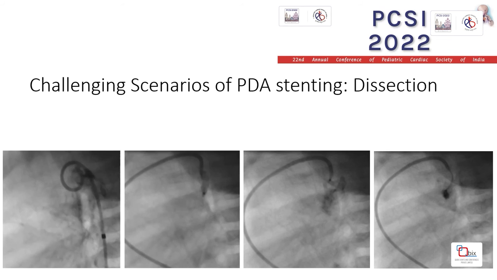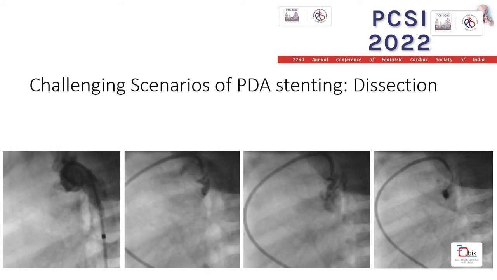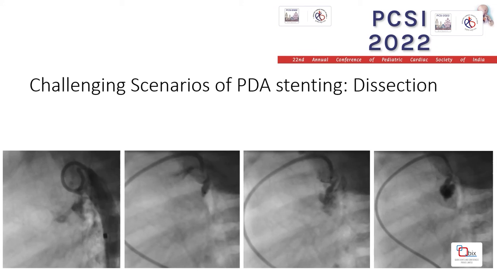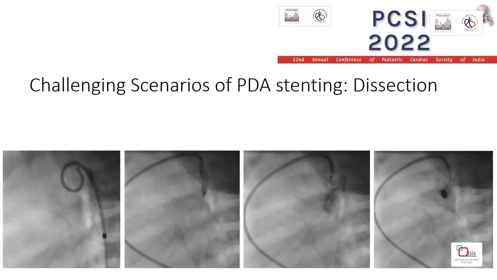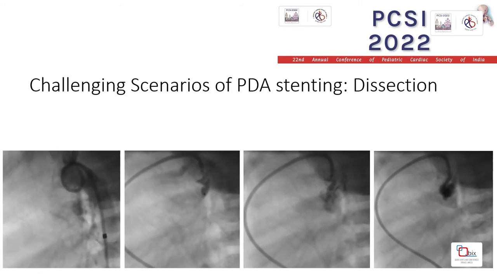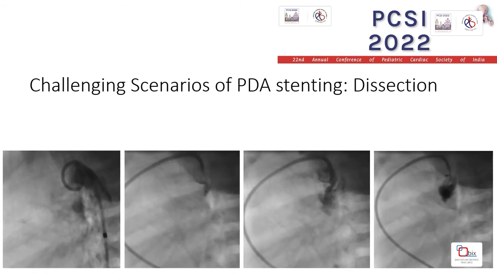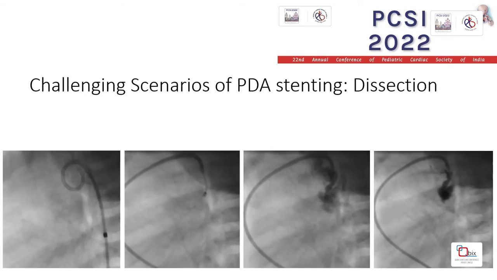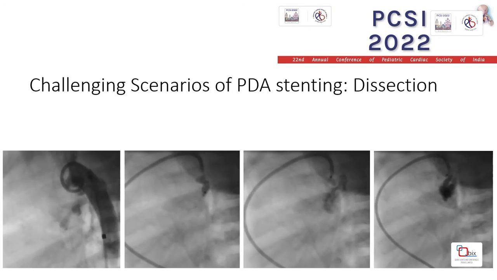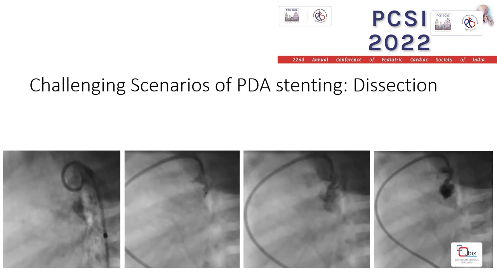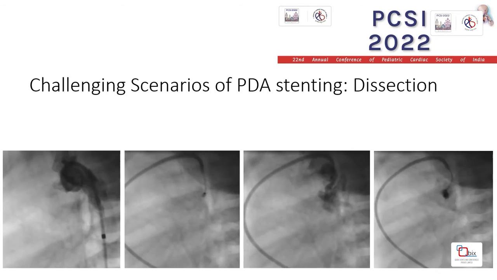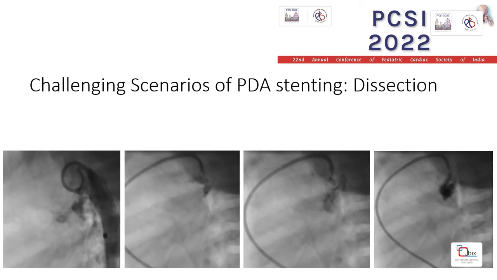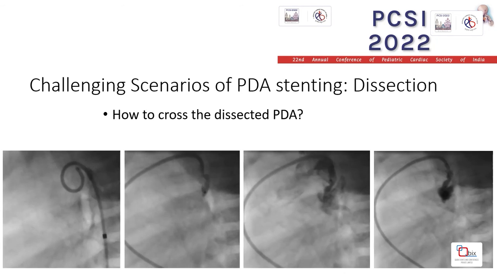One more challenging scenario in PDA stenting is PDA dissection. You can see the PDA can be dissected by the guide wire and catheter, or even the microcatheter. In this case, the PDA is not too small, but I could not cross it with the guide wire. I used a microcatheter, and you can see the PDA spasm and almost total occlusion. I tried to cross again, but later you can see PDA dissection and total occlusion. The patient became very severely ill. And how do we deal with a dissected PDA during PDA stenting?